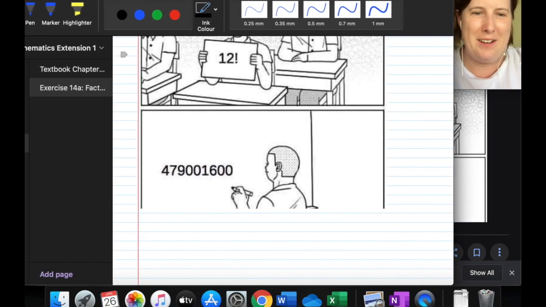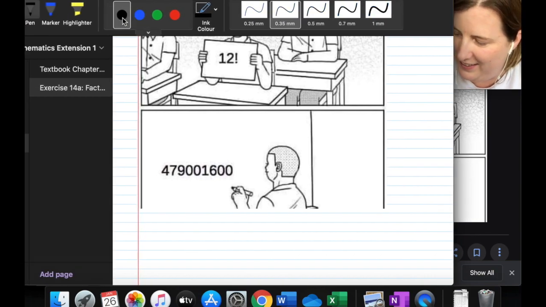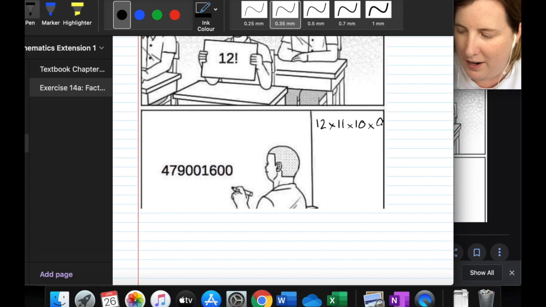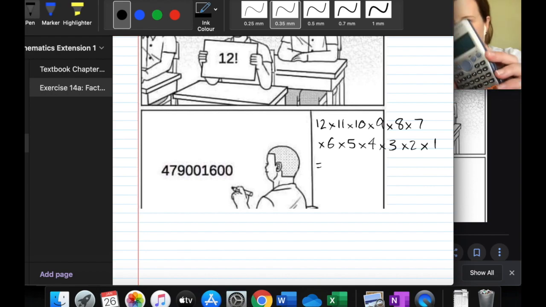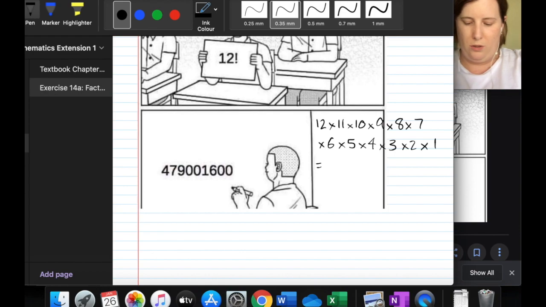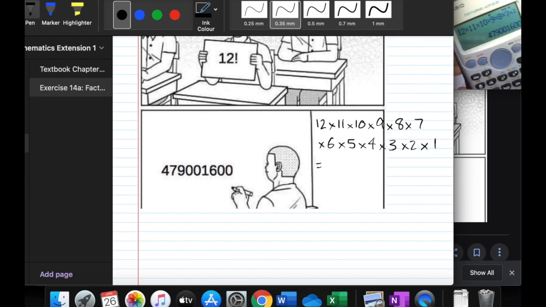Okay. What is actually counted is 12 times 11 times 10 times 9 times 8 times 7 times 6 times 5 times 4 times 3 times 2 times 1. And if you were to bother writing all of that out in your calculator, 12 times 11 times 10 times 9 times 8 times 7 times 6 times 5 times 4 times 3 times 2 times 1 equals, quick maths, that.